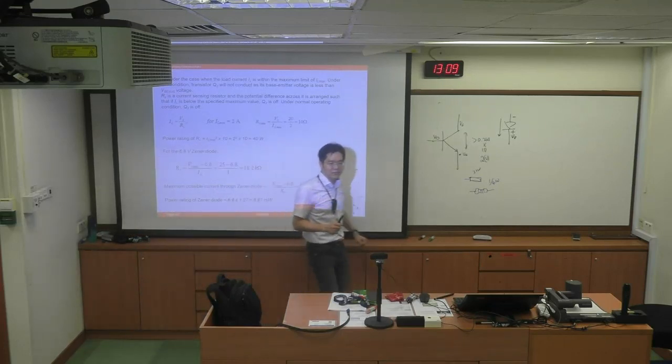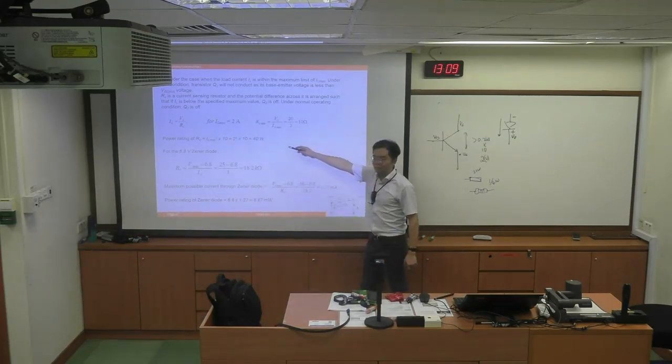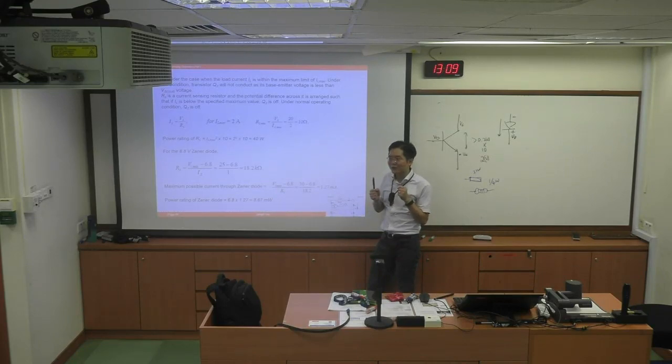Are you getting the message? The load resistor has to sustain such a large power wattage. You may even need a fan with a heat sink, whereas for the Zener diode, you don't need that.